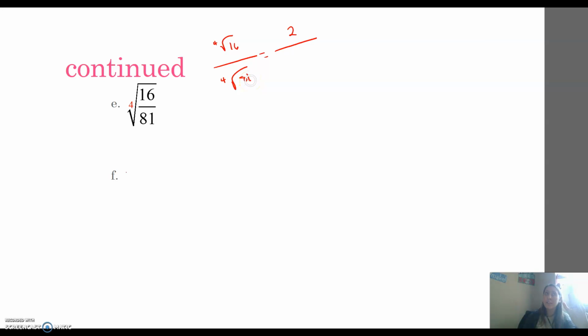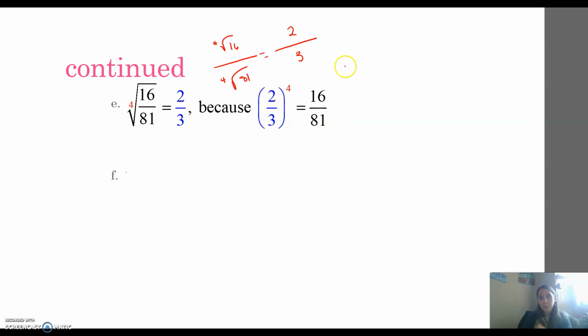27 times 3 is 81. So this is 3. So that's how I would do that one. So you should get 2 over 3, because 2 to the 4th power over 3 to the 4th power is equal to 16 over 81. So that's how that works.